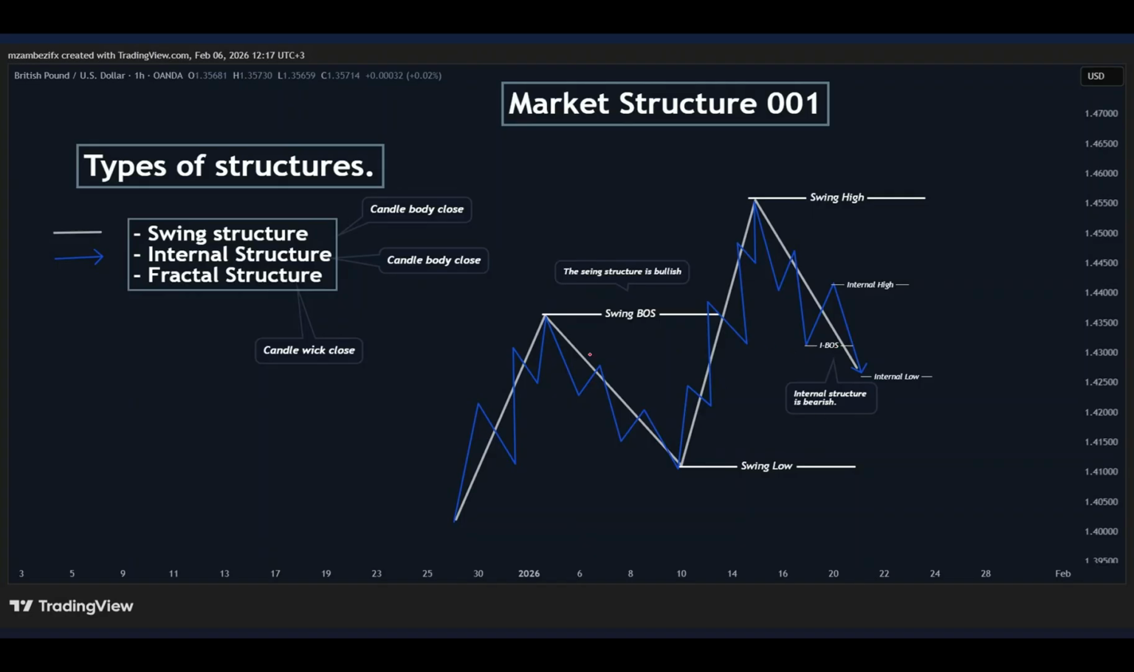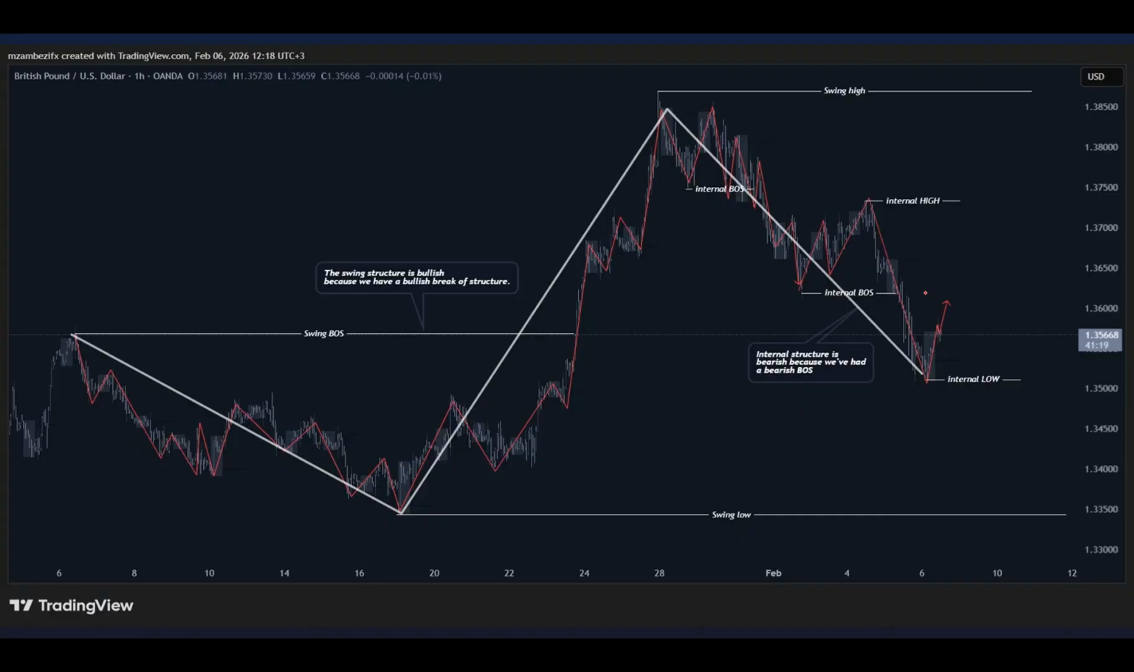After every break of structure, you usually expect a pullback. Now, for this point, we have the swing low and swing high, while for internal, we have the internal low and internal high. Let me show you them on the charts. Right here.